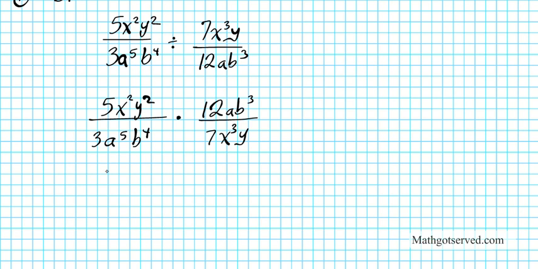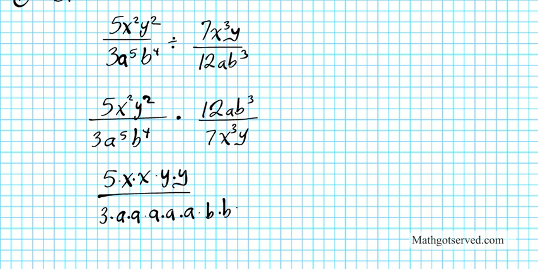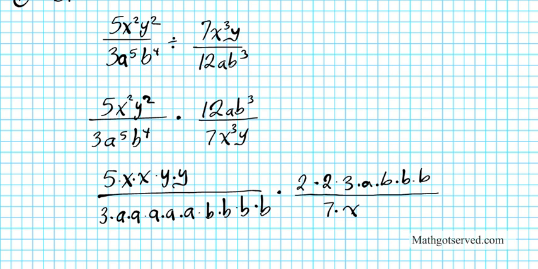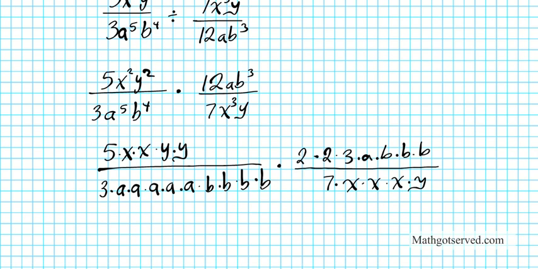Alright? So now let's break it down. We'll have 5 times x times x times y for the rational expression on the left, and on the denominator you have 3 times 5 a's, 1, 2, 3, 4, 5, times b times b times b times b, and then times, if you break down 12, it's 2 times 2 times 3 times a, b, b, b for b to the 3rd, divided by 7 times x times x times y. Okay? Now we're going to start reducing.